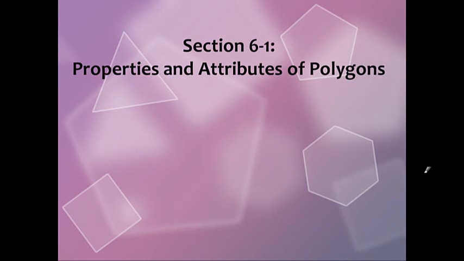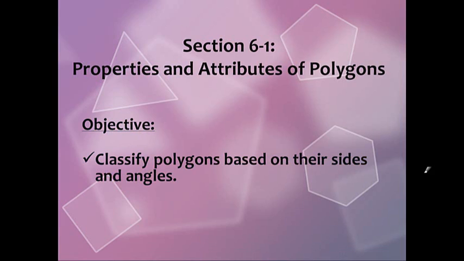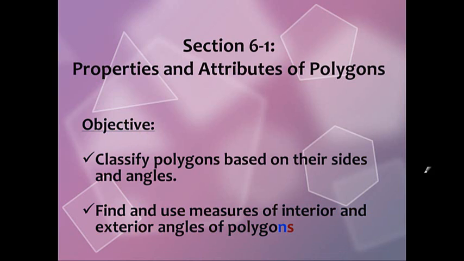This is section 6.1, Properties and Attributes of Polygons. The objective of this lesson is to classify polygons based on their sides and angles, and find and use measures of interior and exterior angles of polygons. Let's get started.